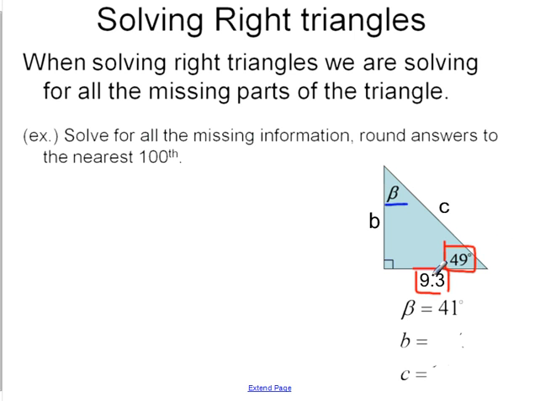Next up, we want to find a side length. So we still have these two parts. Let's say we want to find side length B first here. From this angle measure, I have an opposite side and an adjacent side. So what trig function would use opposite and adjacent sides? Hopefully we remember that would be a tangent. So we're going to set up tangent 49 equals B over 9.3. Then to solve this problem, we would multiply both sides by 9.3.